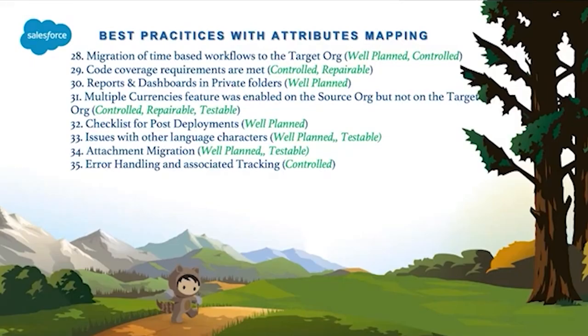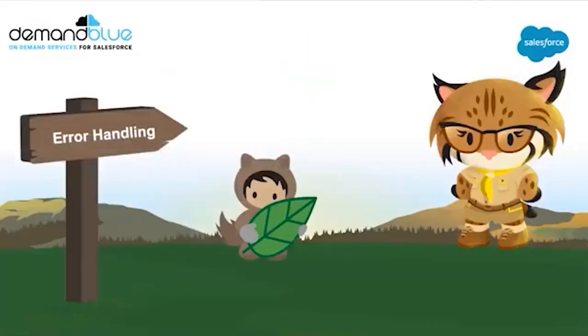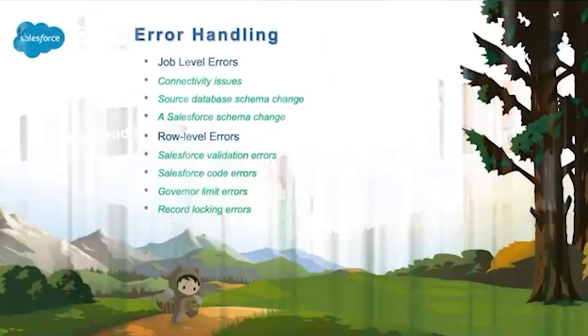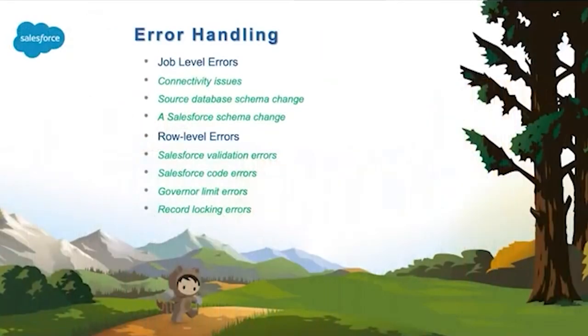So practice number 35, the last one on this list, is error handling and associated tracking. I've prepared a detailed slide for that because there were two specific categories of errors you may come across. One is the job level error. As part of your transformation layer, you may come across this level of error. And the other one is a record level error, or a row level error. So those are the two common error handling mechanisms you may come across when it comes to data migration.